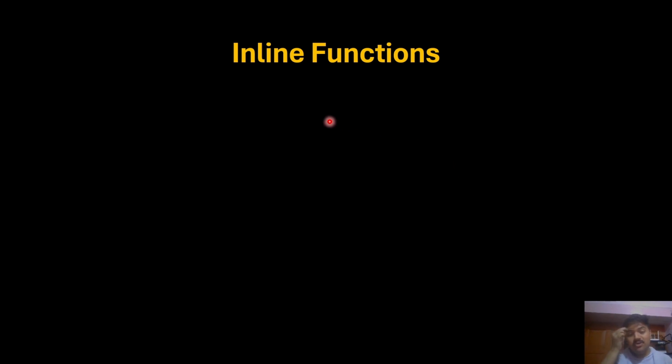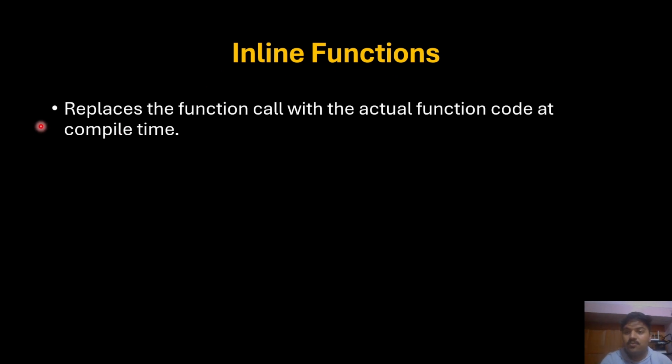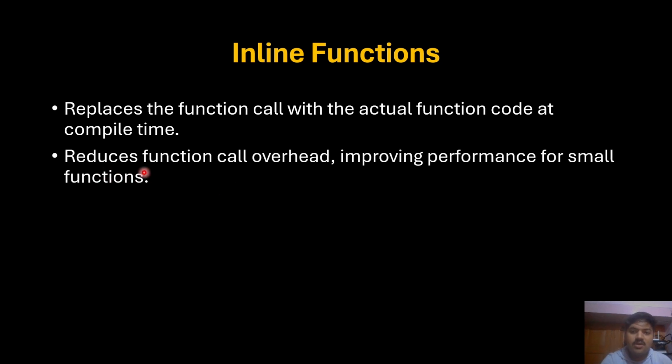The last topic in this unit is inline functions. They replace the function call with the actual function code at compile time. So when we call the function, it replaces it with the actual function code at compile time, reduces function call overhead, improving performance for small functions. So if we have written a small function and we are calling it in many places, it does not require us to write it again and again.